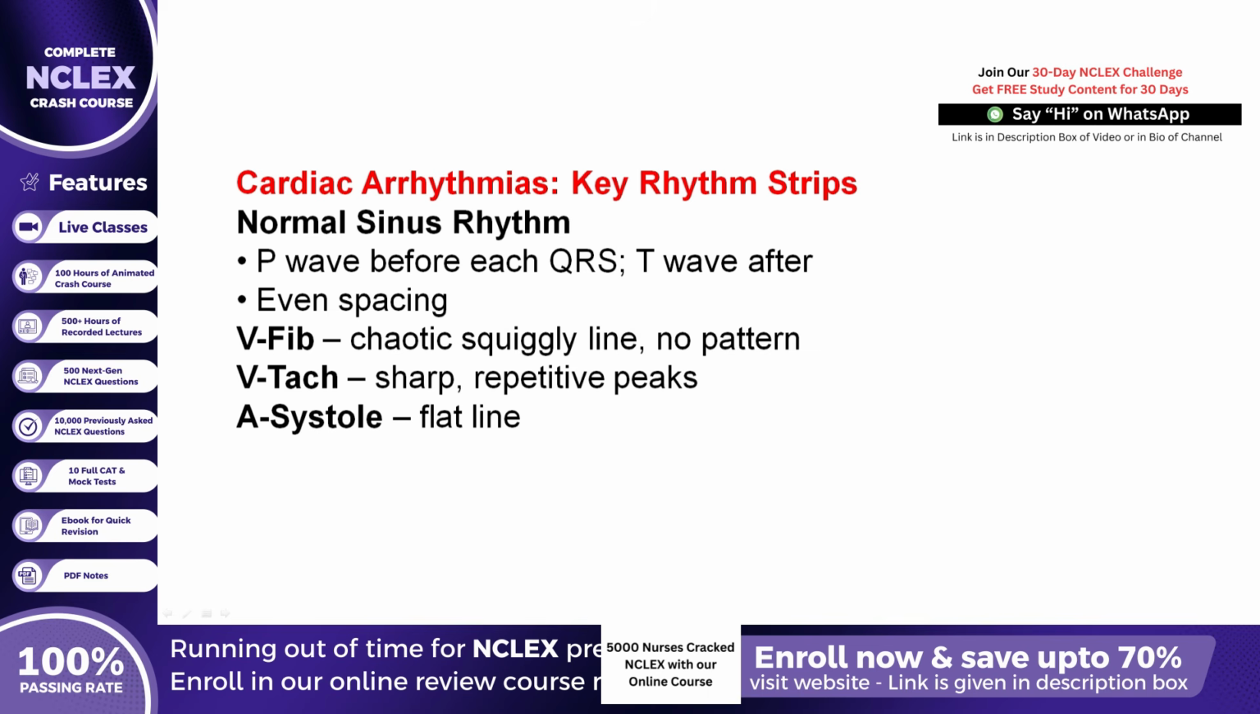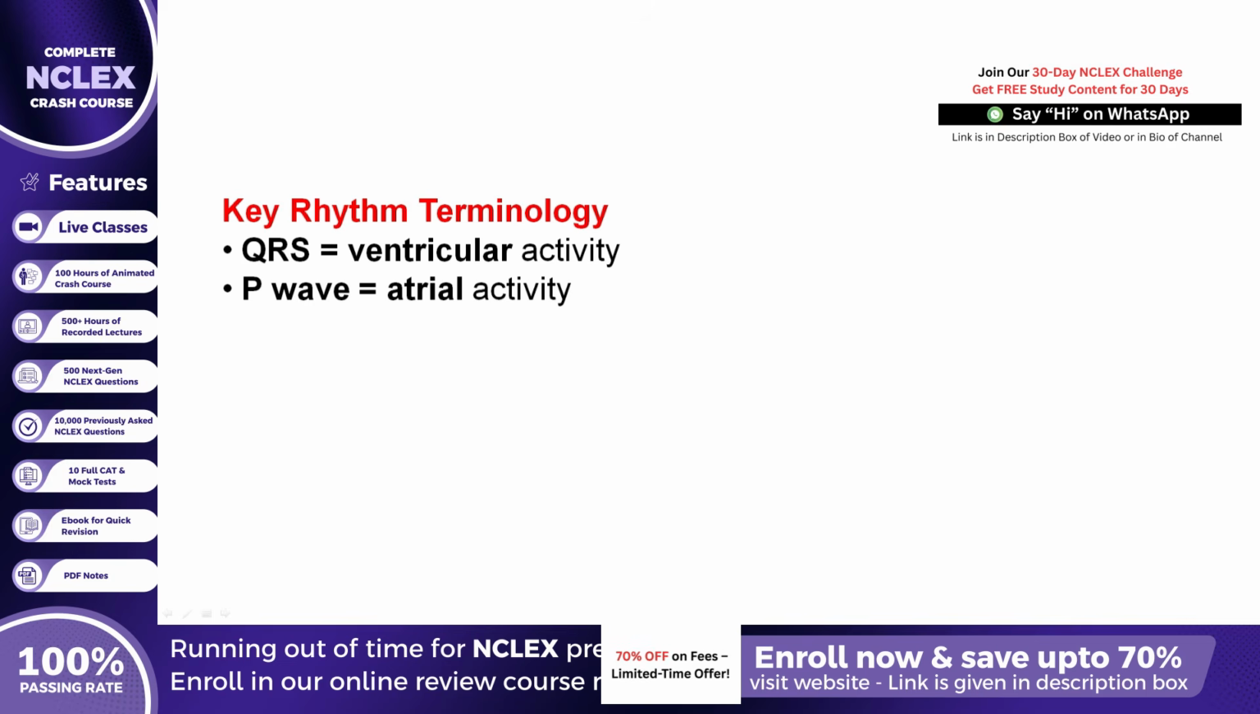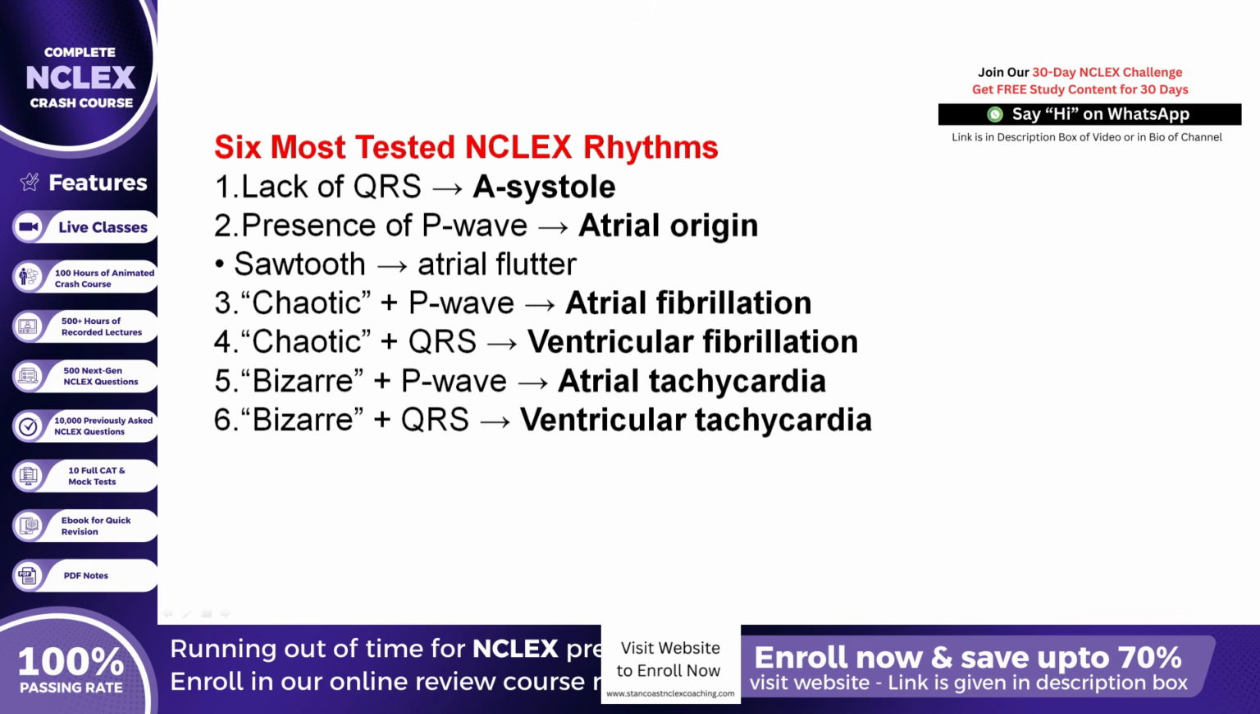Now, let us go through the 6 most tested NCLEX rhythms, beginning with the fact that a lack of a QRS means asystole. Then, when you see the presence of a P wave, you know you are dealing with an atrial origin. If you see a sawtooth pattern, that is atrial flutter. When the rhythm looks chaotic and there is also a P wave, that points to atrial fibrillation. When the rhythm is chaotic along with a QRS complex, that indicates ventricular fibrillation. If the rhythm looks bizarre and contains a P wave, that suggests atrial tachycardia. And when it looks bizarre with a QRS complex, that means ventricular tachycardia.